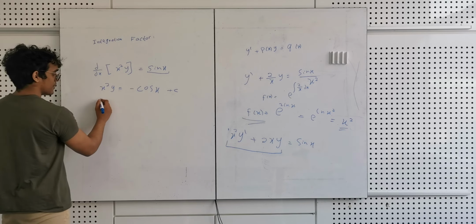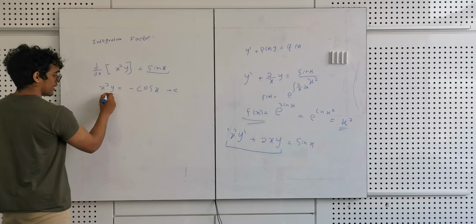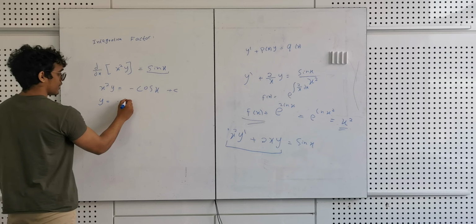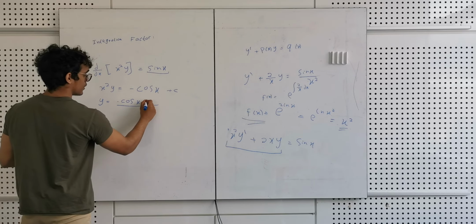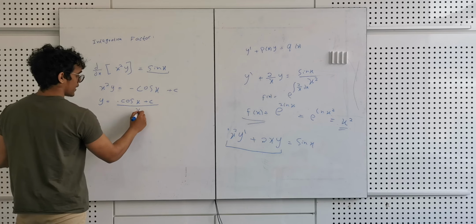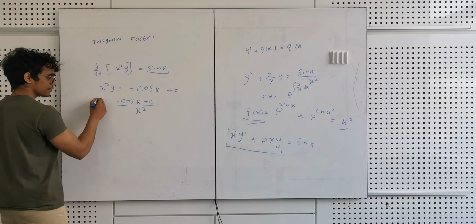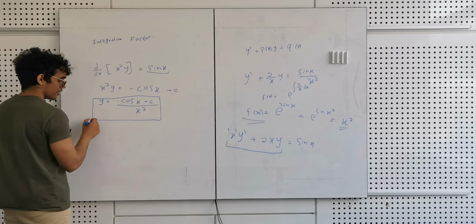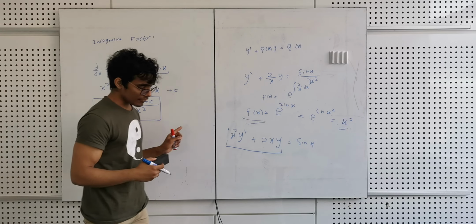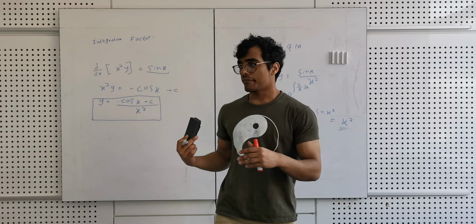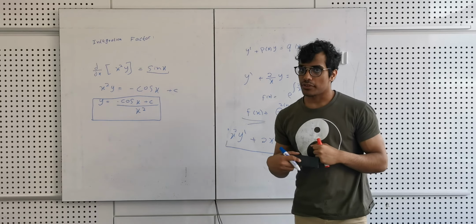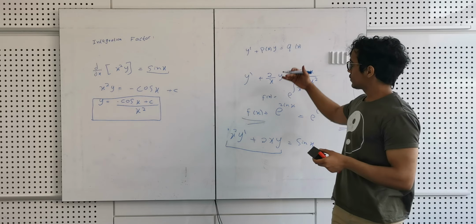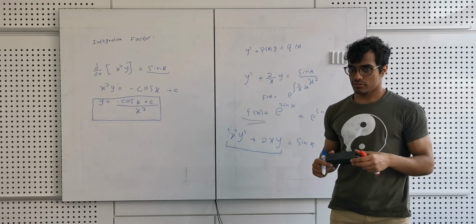So the last step is division by x squared. The right hand side will be negative cosine of x plus c divided by x squared. So this is the solution, and this is how to find the solution of a linear ODE using the integrating factor.